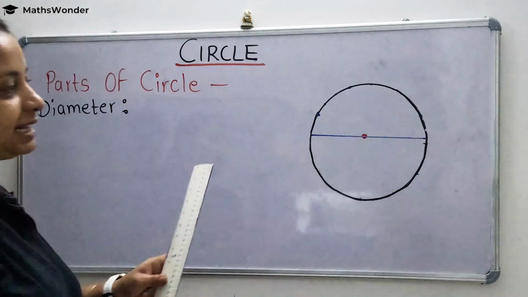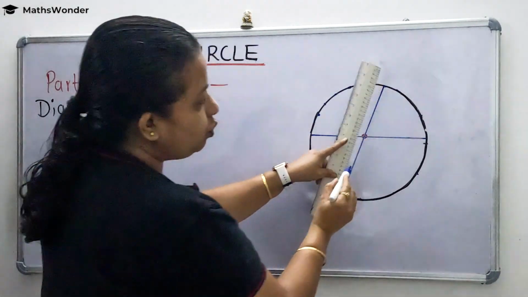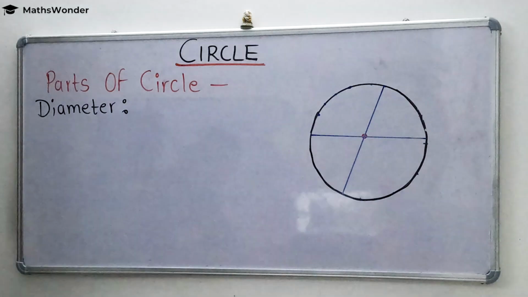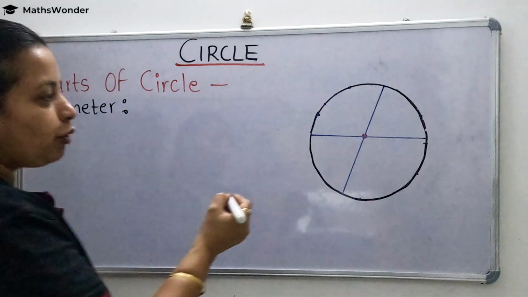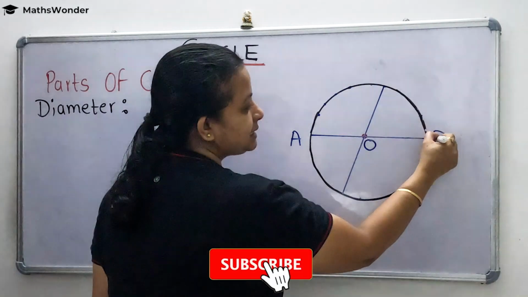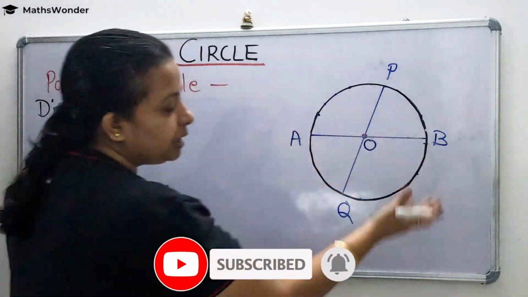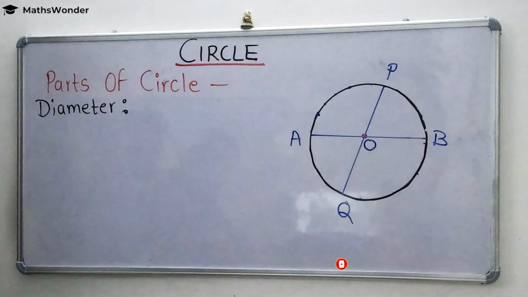This is the diameter, and we can draw many diameters, right? We can draw it like this, and like this, with two end points. O is the center of the circle. Now this AB is a diameter, and this PQ is a diameter. You can draw many more.